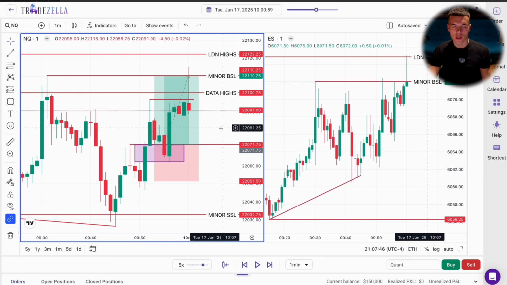Okay, so now we've gone over the first example. I'm going to show you guys one more example as well of a trade that I took over the past couple of weeks. So let's get straight into it.